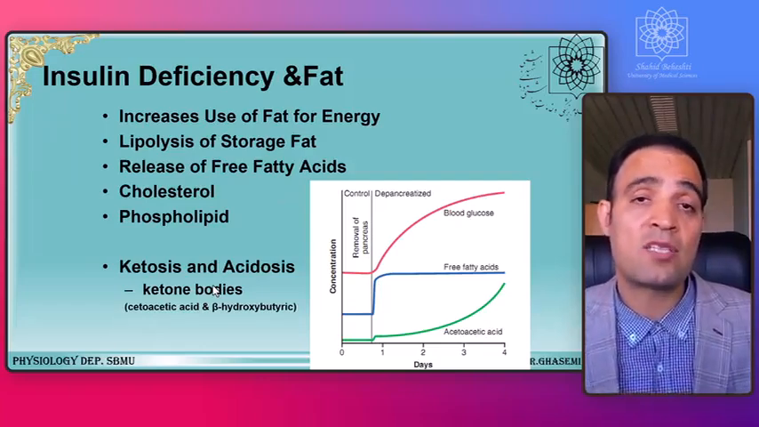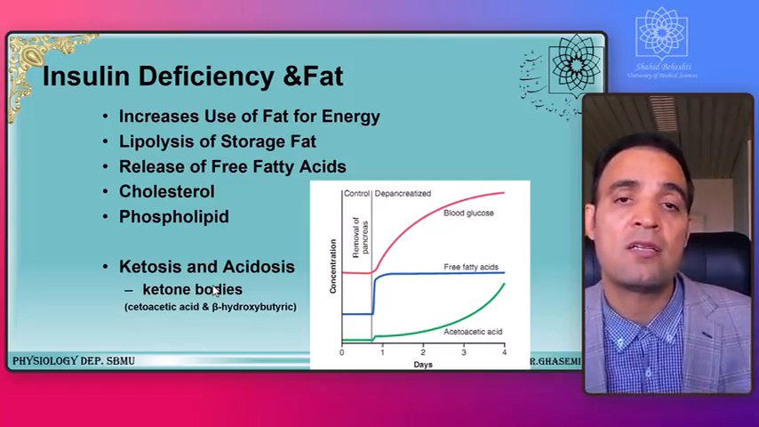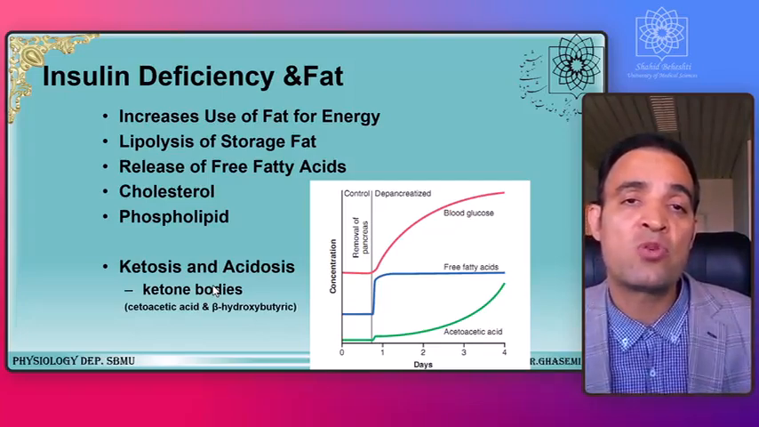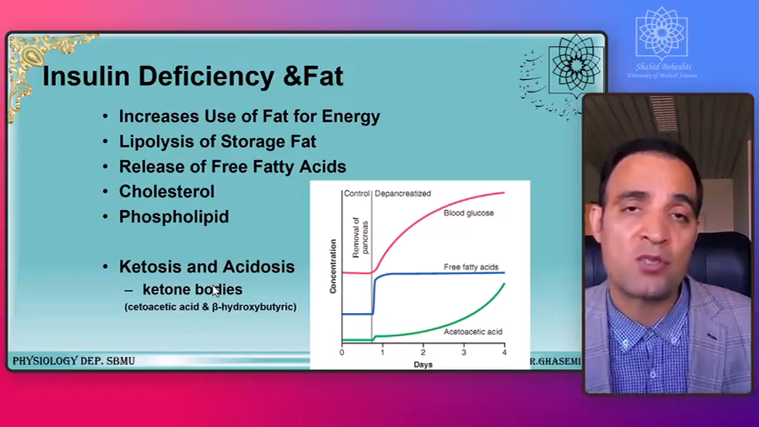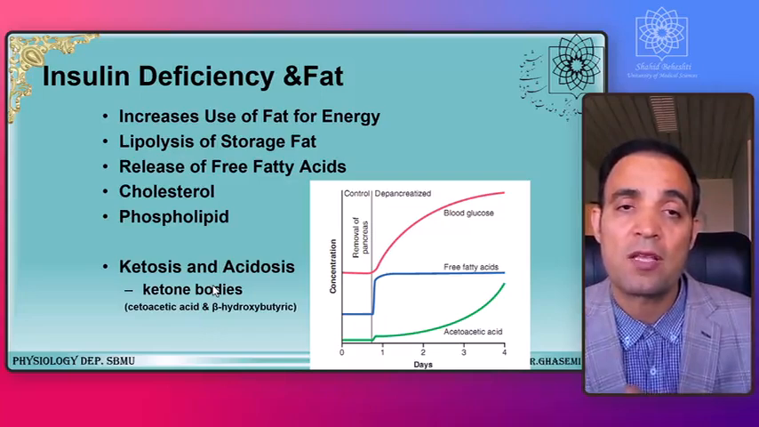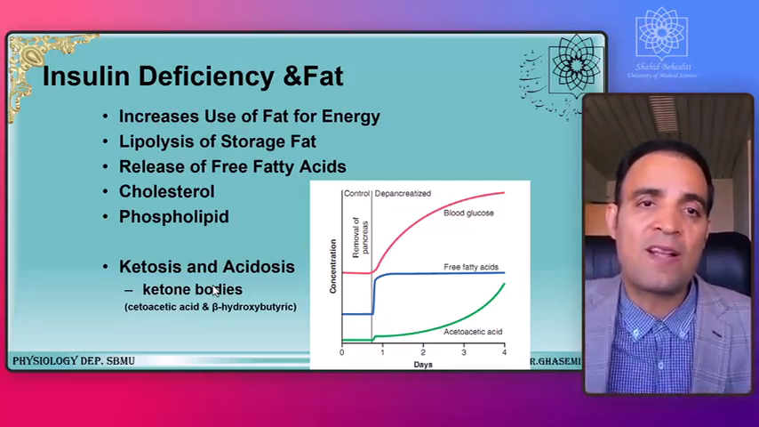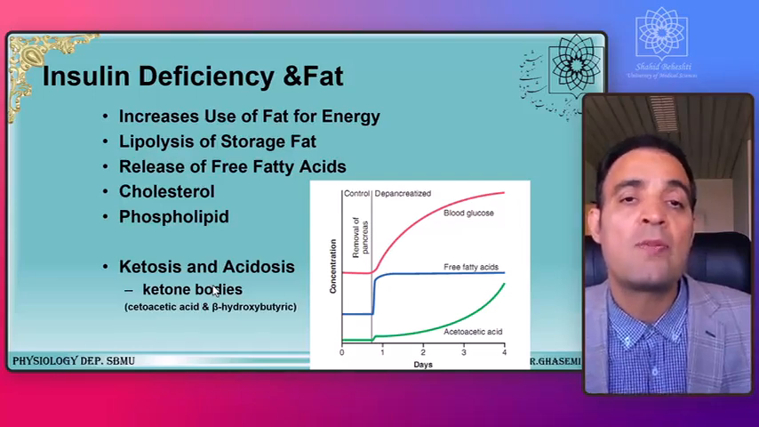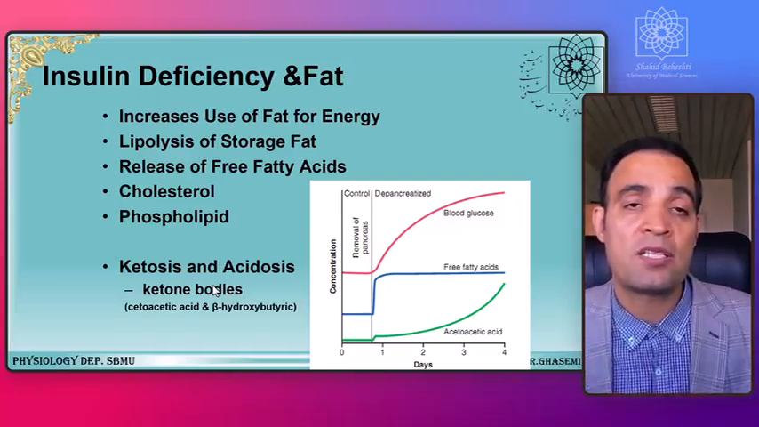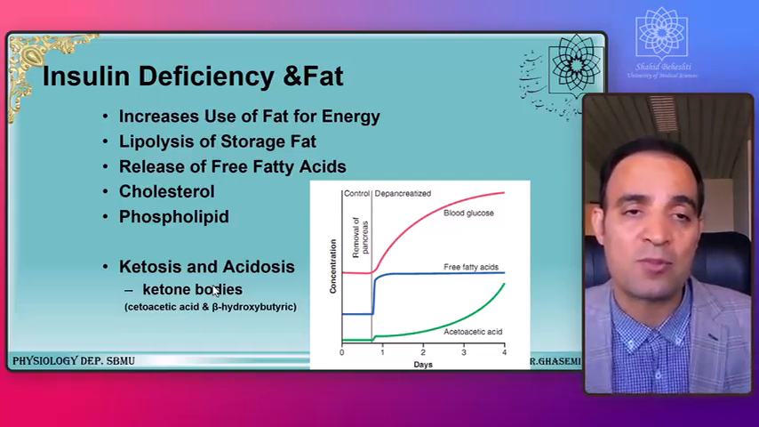And you know that for this reason, if we have insulin deficiency, the fat will be used more frequently as an energy source because insulin is not available to inhibit it. Glucose is not used, therefore we have hyperglycemia and fatty acid will be used. Lipolysis of the lipid in the adipose tissue will increase because insulin is not available to inhibit this process.